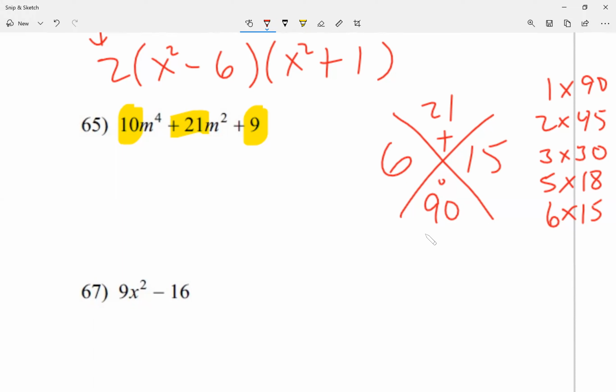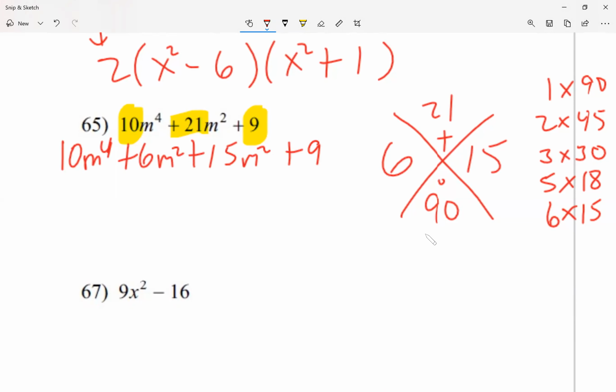All right, so I'm going to split my middle term. So let me go 10m to the 4th as the first term. Now for the middle term, let me do plus 6m squared plus 15m squared plus 9.